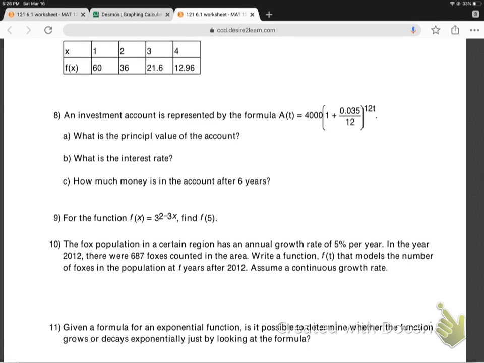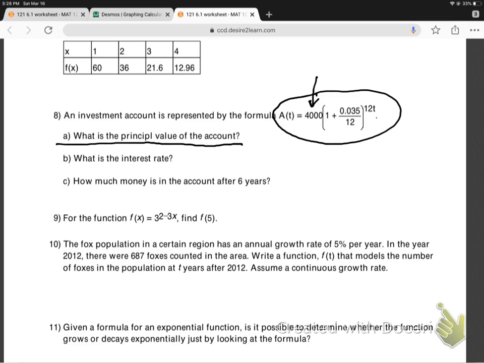Okay, let's take a look at the last few questions. Now, this is just the compound interest formula, okay? So it looks like, and this is what it means, initially we had $4,000 in the account. That is what that is, P, the principal, okay?